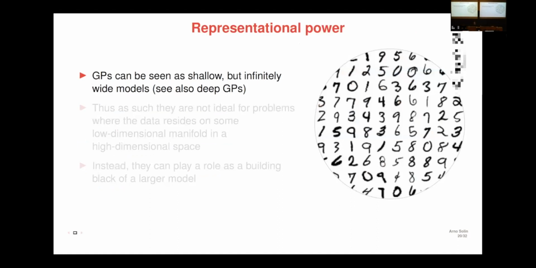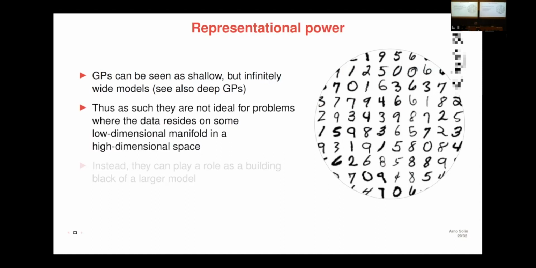And the third problem point that I gave you was that GPs are maybe not the right tool of choice for every possible thing. It hurts my heart to say this, but it's maybe true. So GPs can be seen as shallow models, not deep, but shallow, but infinitely wide. And we'll come into why this is the case in the next slide, actually.